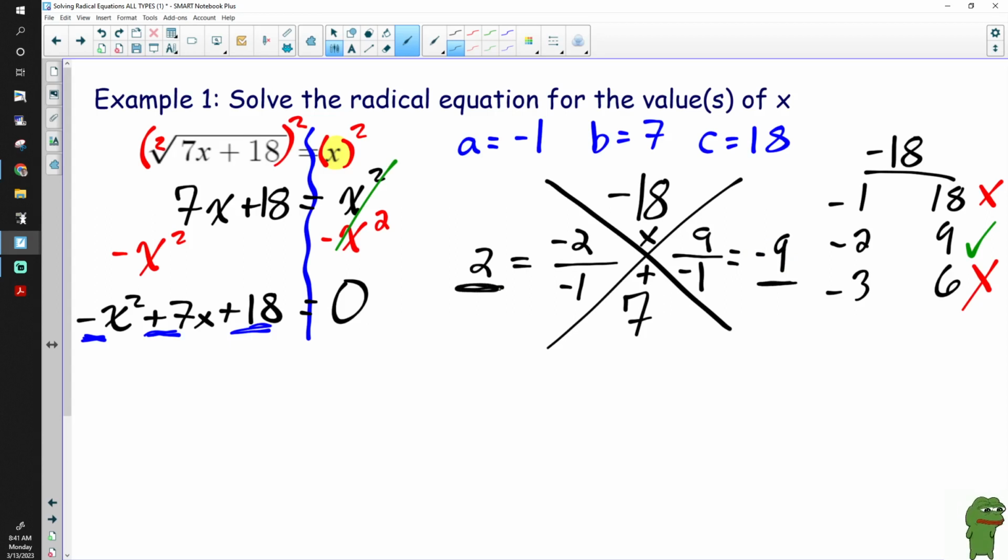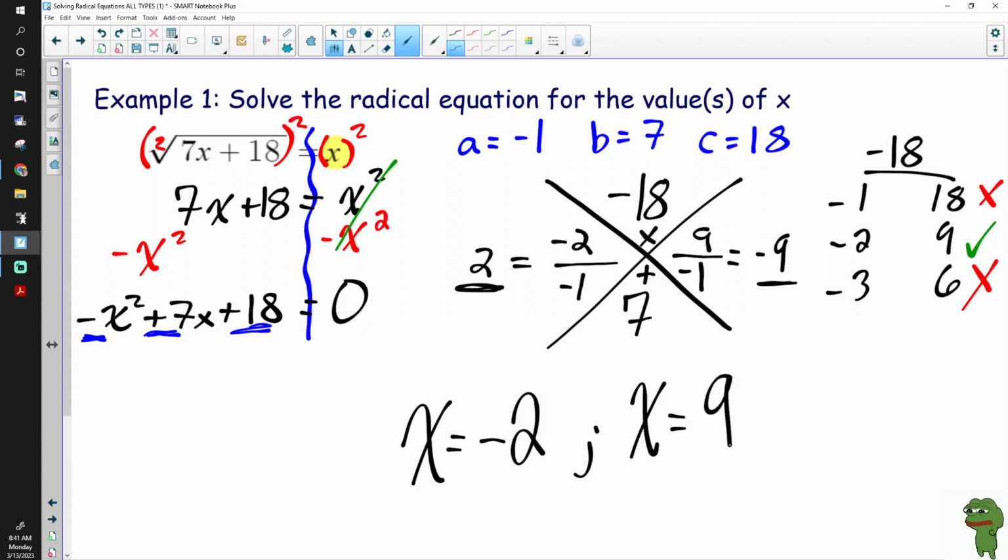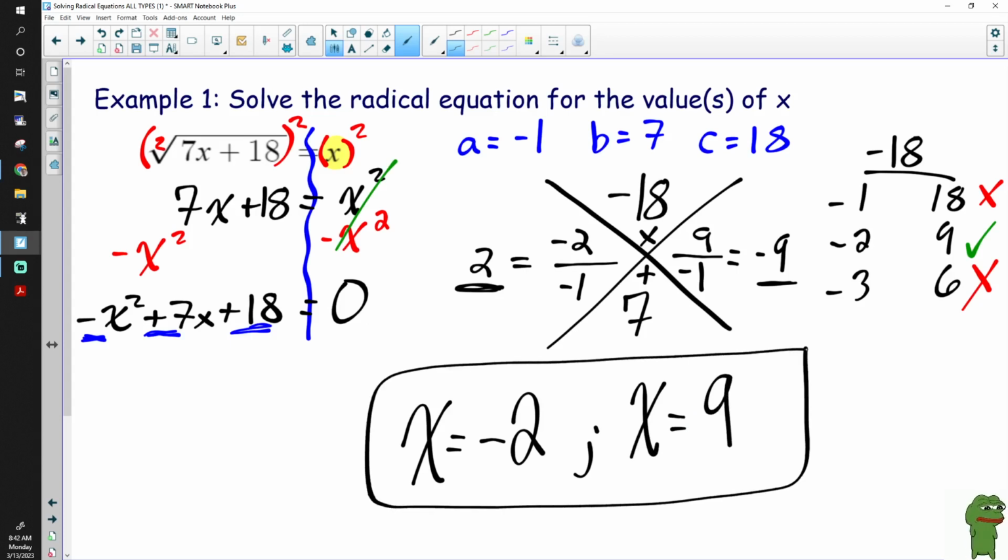Our solutions are the opposite signs. So our solutions would be x equals negative 2, opposite of positive 2, and, that's a semicolon, in math that means and, x equals positive 9, because that's the opposite of negative 9. These are the two answers to this radical equation. There are two solutions.